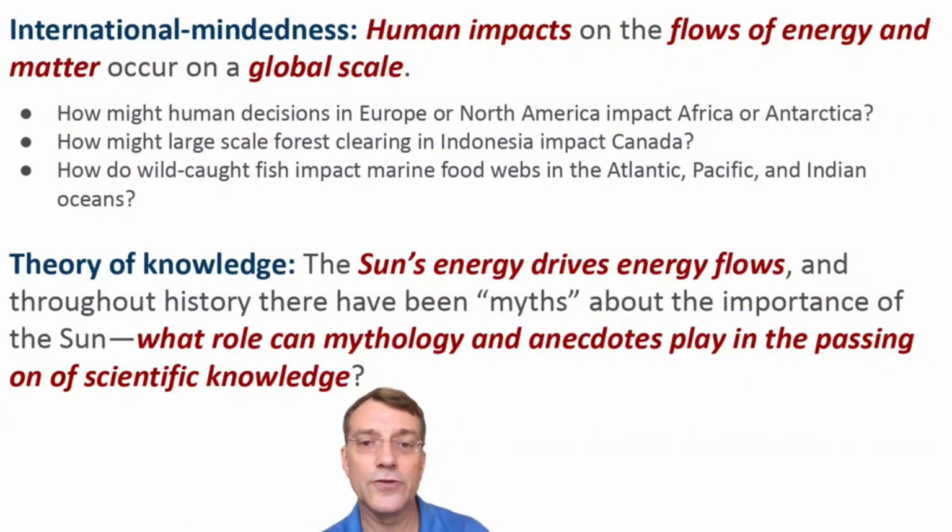Finally, consider the international perspectives and philosophical questions. Human impacts on energy and matter flows cross borders. Emissions in one country affect climate globally. Deforestation can impact atmospheric circulation patterns, and overfishing depletes ocean food webs worldwide. Throughout history, cultures have recognized the sun's importance through mythology. These stories sometimes preserve knowledge before scientific understanding was written down.